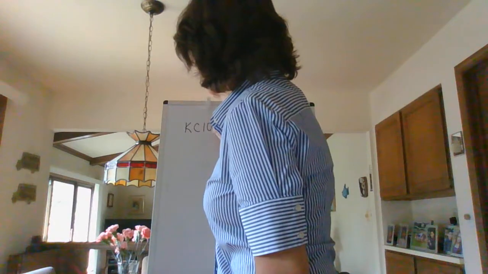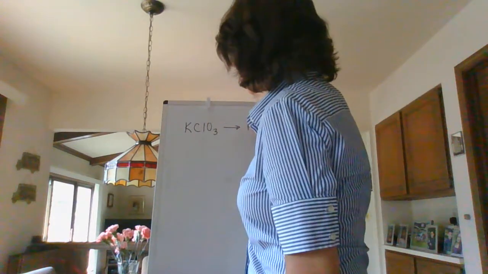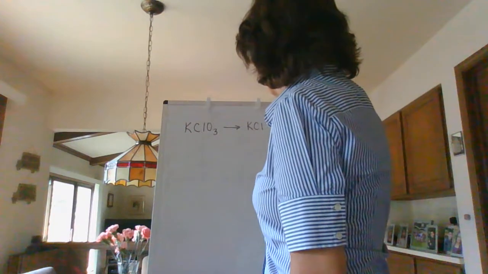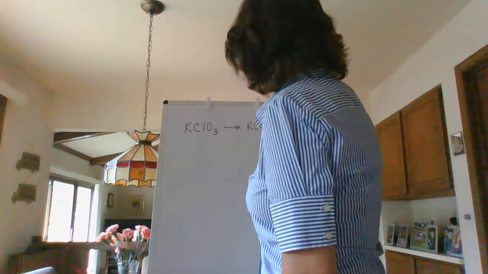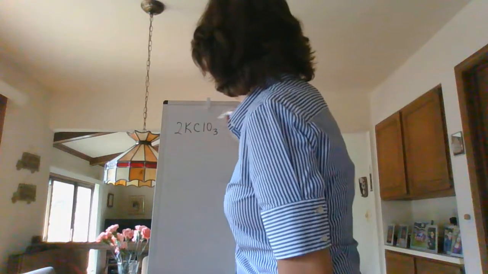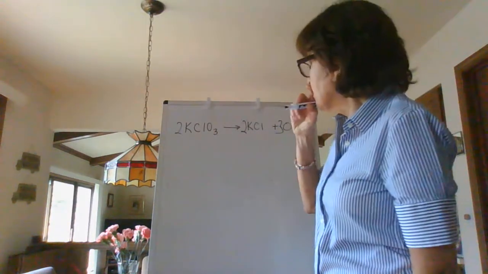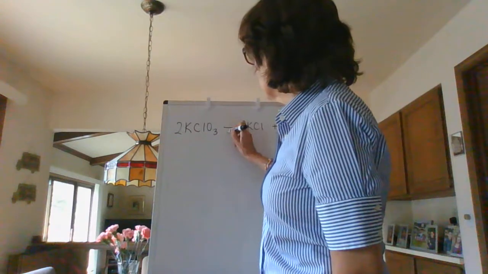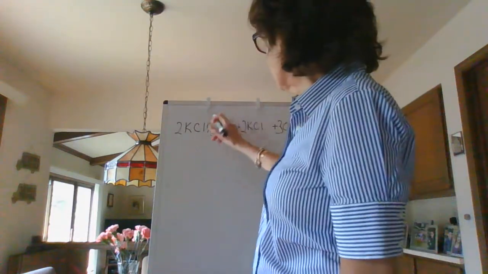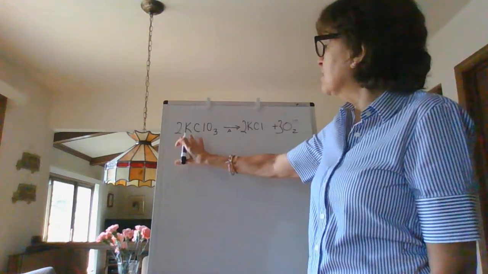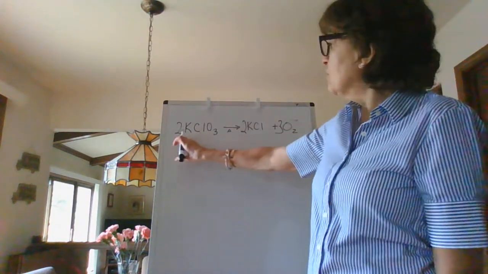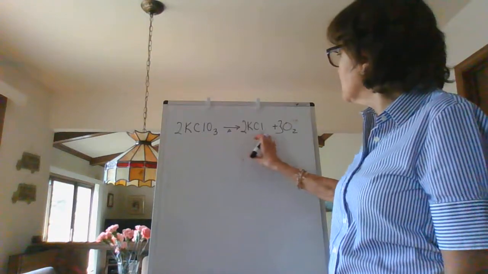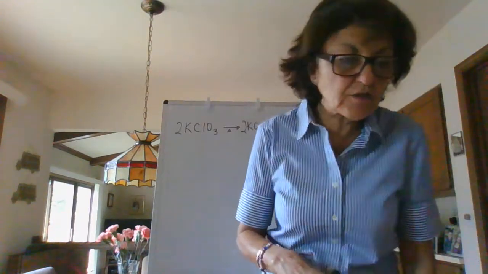I've got a decomposition of potassium chlorate. Potassium chlorate will decompose to form potassium chloride and oxygen. We're going to balance the equation: put a 3 here, put a 2 here, put a 2 here. Decomposition, I'm going to put a little triangle, which means there's heat and I have to have a catalyst. So 2 moles of potassium chlorate will give you 2 moles of potassium chloride and 3 moles of oxygen gas.